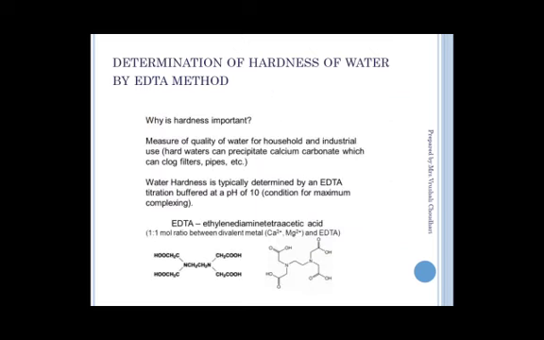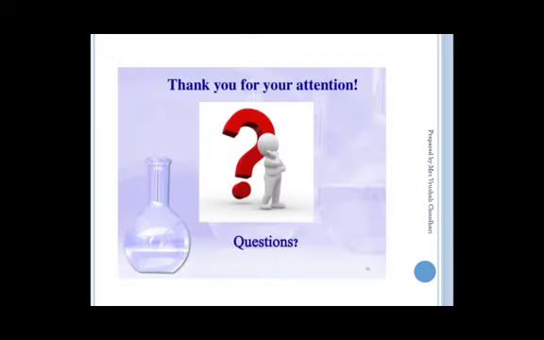Why is hardness measurement required? Because we require water for household as well as industrial purposes, and due to hardness a lot of disadvantages will occur. So we measure hardness by using EDTA at a pH of 10, which is maintained by a buffer, and by using EBT indicator, that is Eriochrome Black T. If you have a doubt, you can mail me.